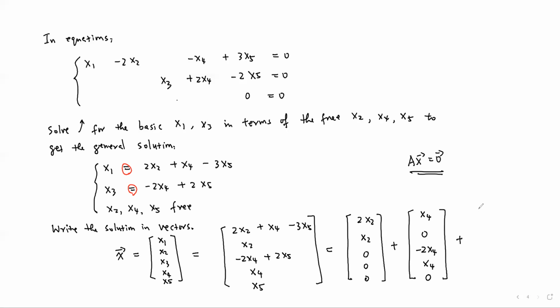And then plus the third vector. The third vector is for x5. First entry has x5, so put negative 3x5 here. Second entry, no x5, 0. Third entry, there is a 2x5. The fourth entry, no x5, so put 0. And then the last entry, x5.